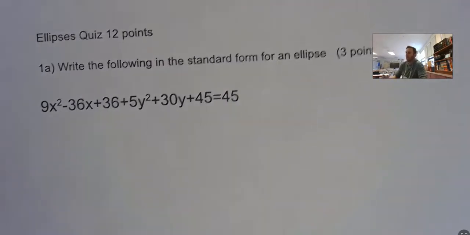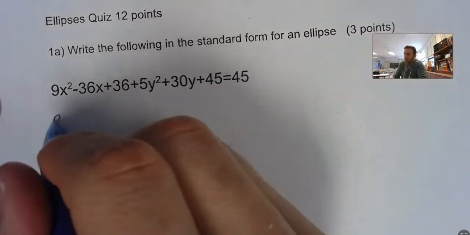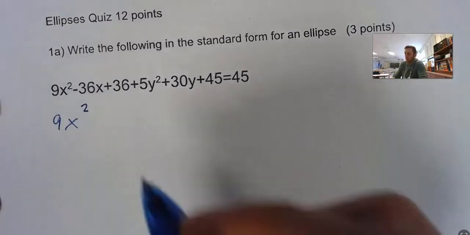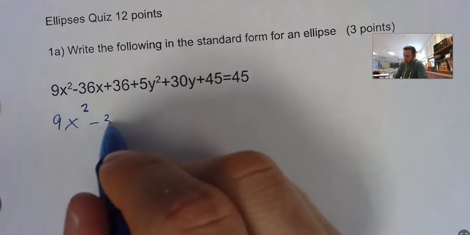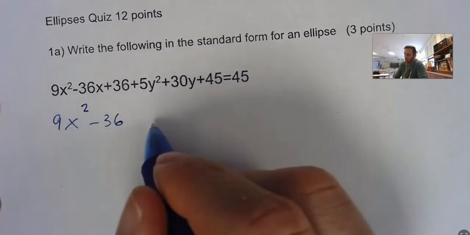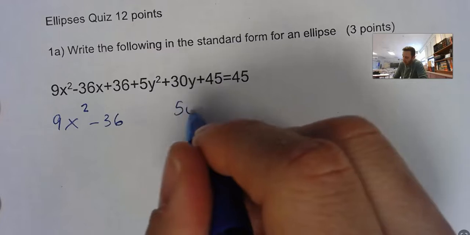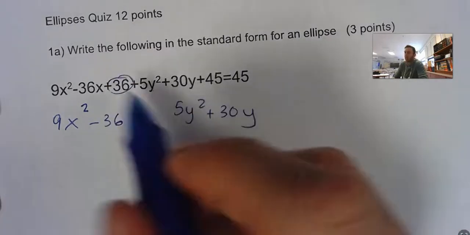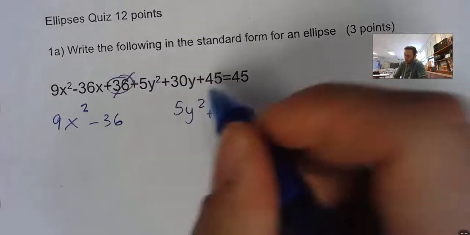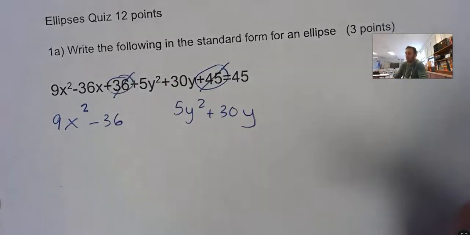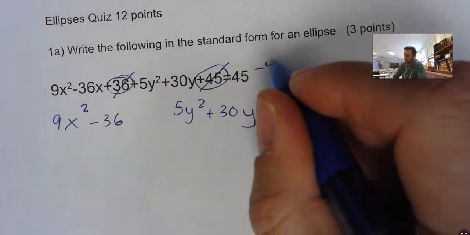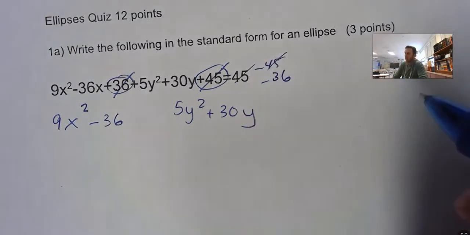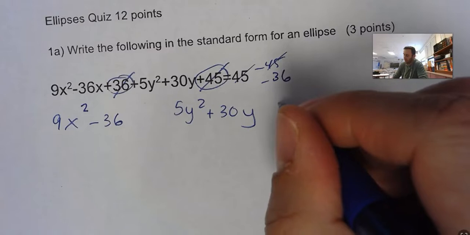So what you should have done to get this right is, first of all, move all the x's to the same side, right next to each other. I'm going to leave a little bit of a space because we're going to have to complete that square at some point. The y's go right next to each other. And I'm going to get rid of this 36 by subtracting 36 on both sides, and get rid of this 45 by subtracting 45 on both sides. So on this side, the 45s cancel out, and you're left with equals negative 36.